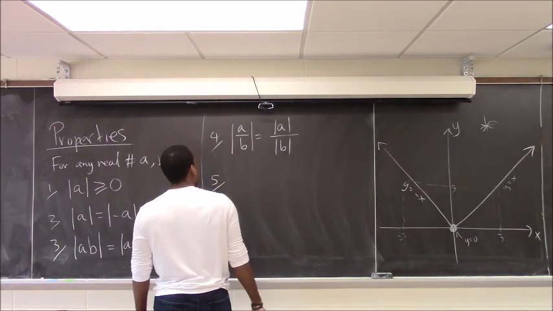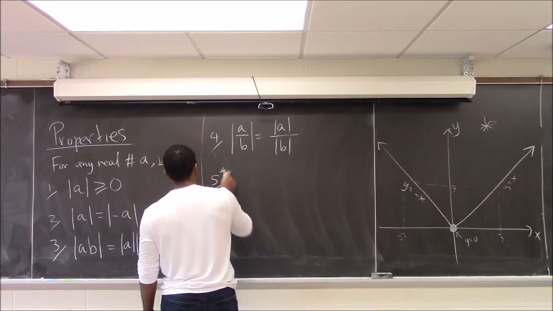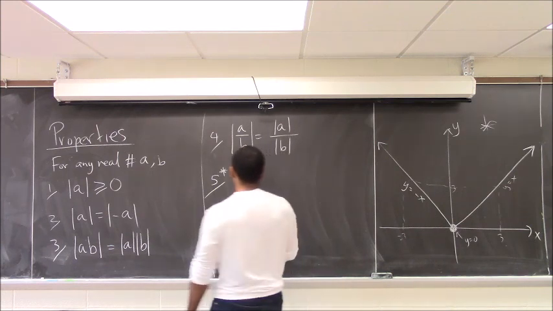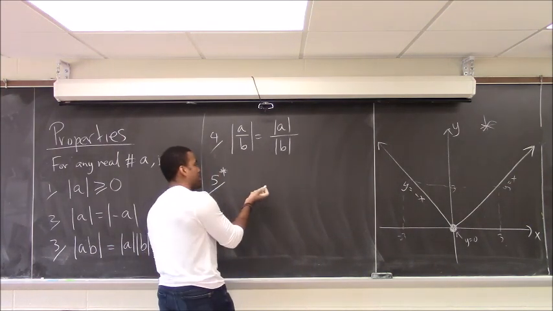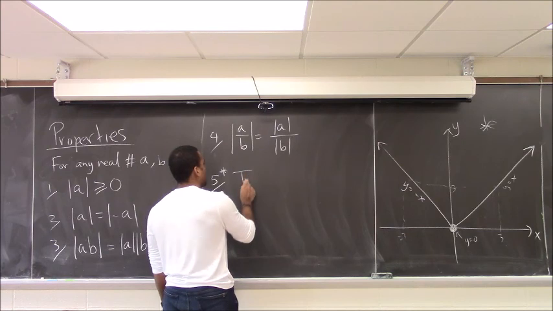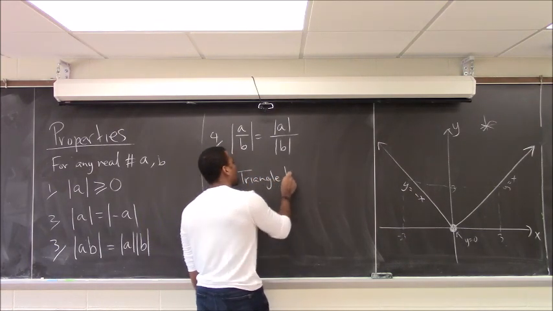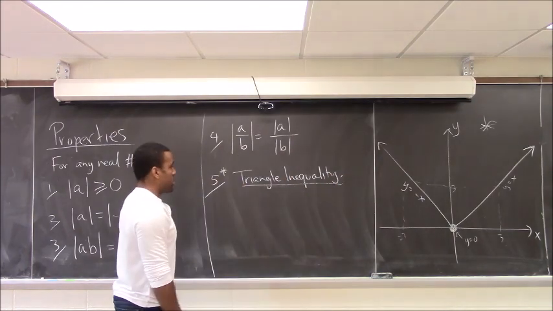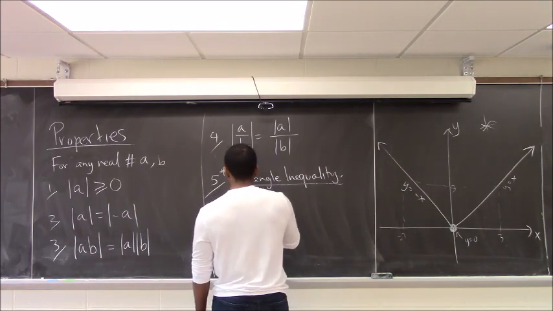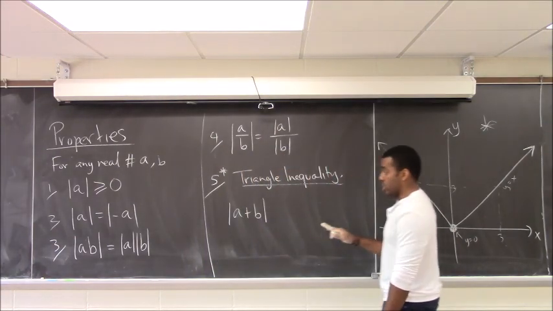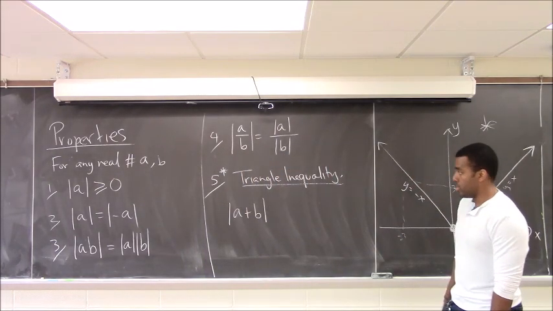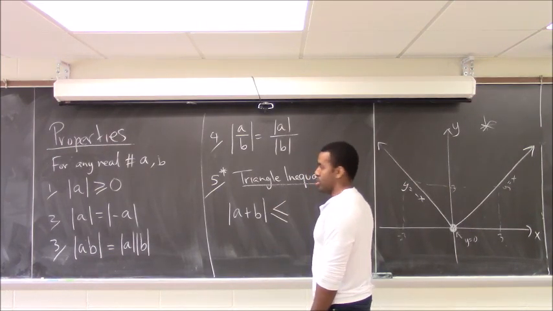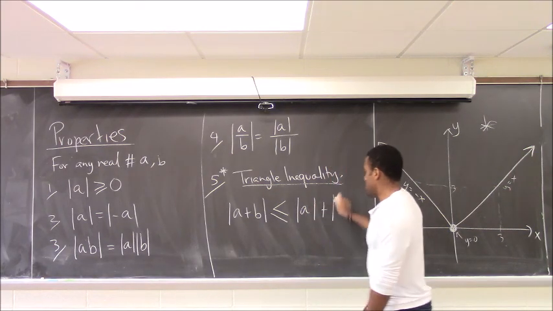Five. This one is also important. Less important in pre-calc, more important above pre-calc. But it even has a name. It's that important that we name this one specially. It's called the Triangle Inequality. This is basically saying that if we're adding things in an absolute value, it's actually not the same as adding the absolute values. It is going to be less than or equal to the sum of the absolute values.